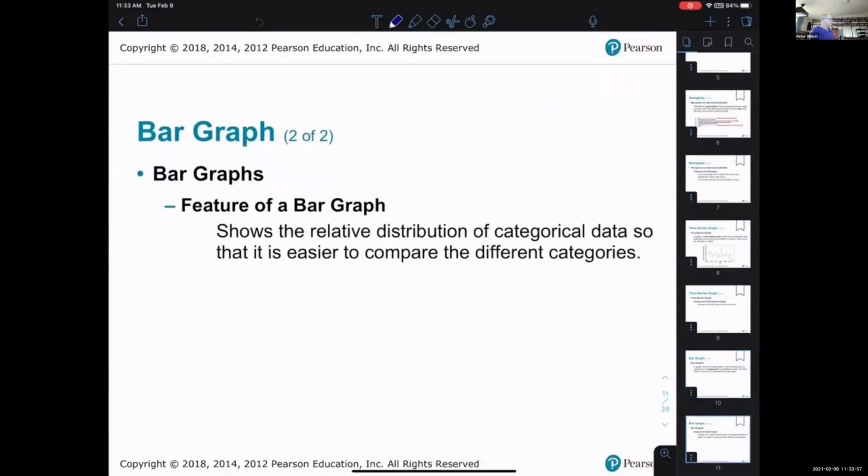Shows the relative distribution of categorical data so that it is easier to compare the different categories. Again, with categories, you're not going to have a smallest to biggest. You're not going to have a left to right increase in value. You don't have that type of organization, but you can certainly look and see which of the categories were more popular compared to those that were not. So it's really about comparing the categories, and the bars give you a size comparison. Like right away from the visual image, you can think, wow, that bar is twice as big as that bar next to it. That means brown was twice as popular as blue, or something like that.